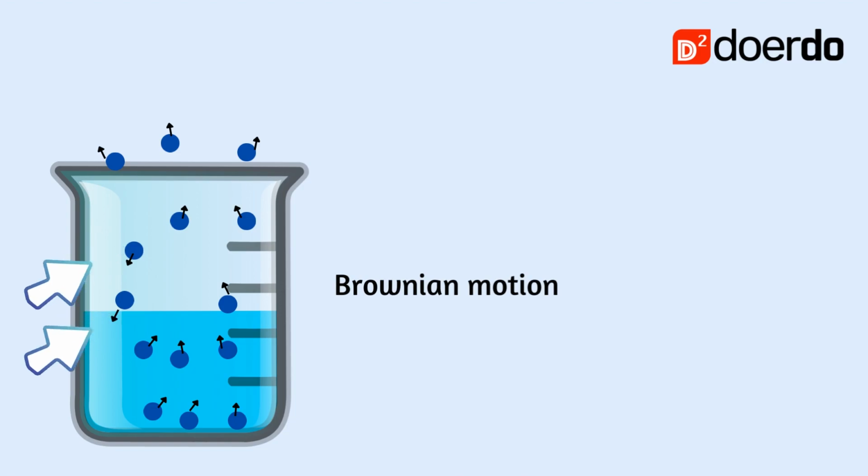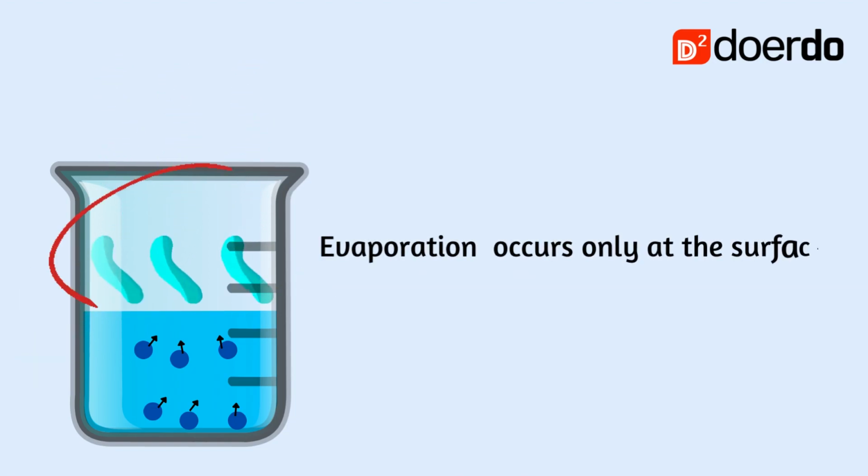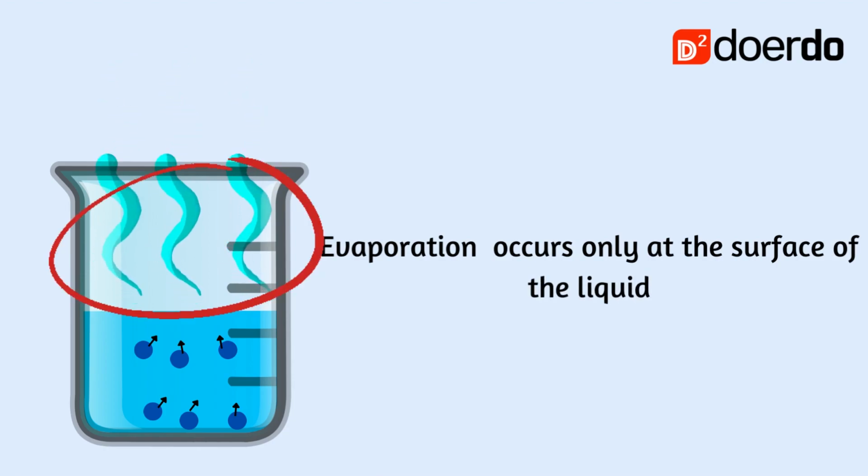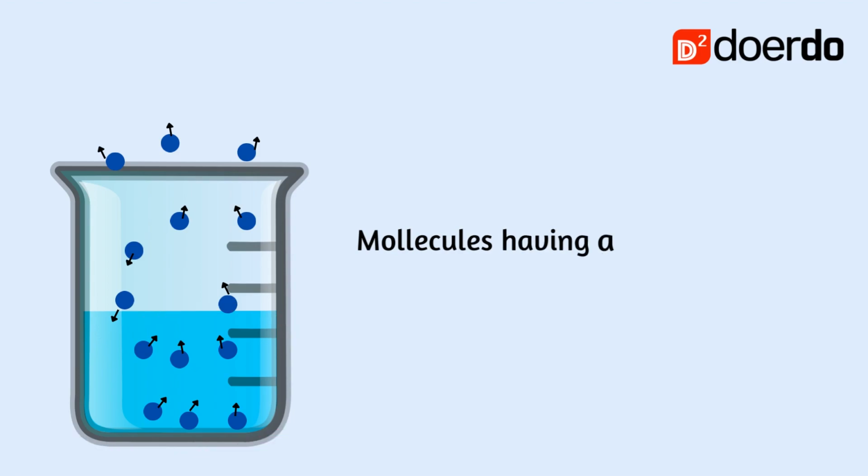Also, evaporation occurs only at the surface of the liquid and with more energetic molecules, which means molecules having a lower temperature are left behind in the liquid form.